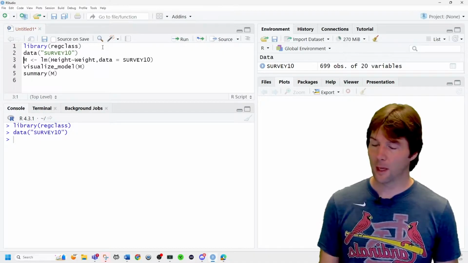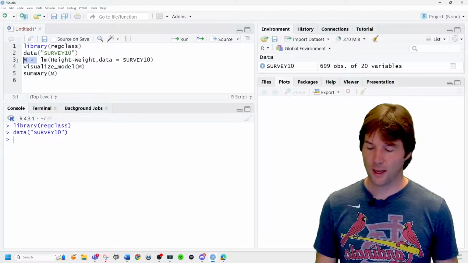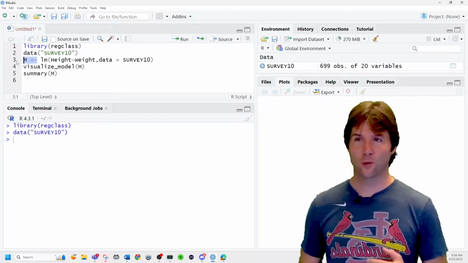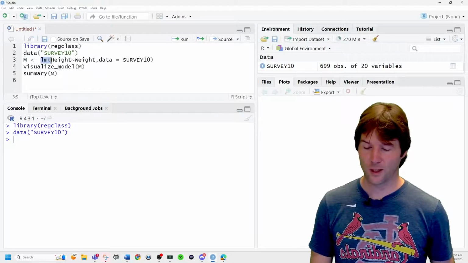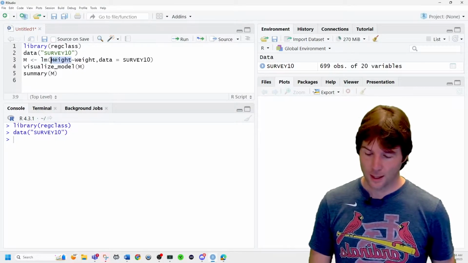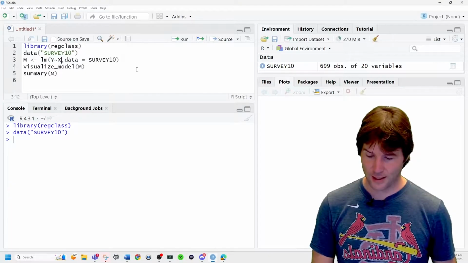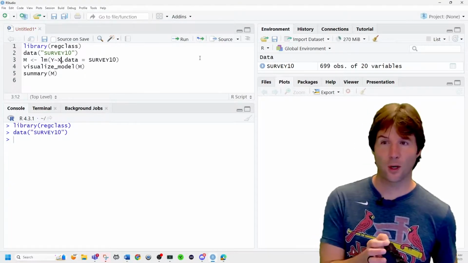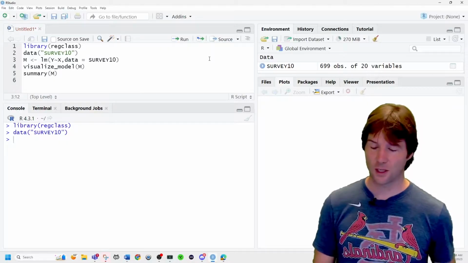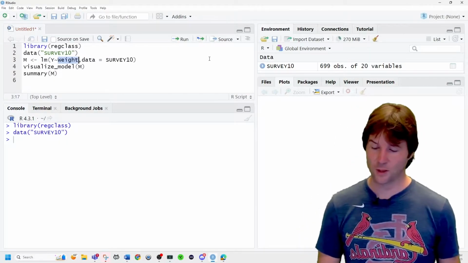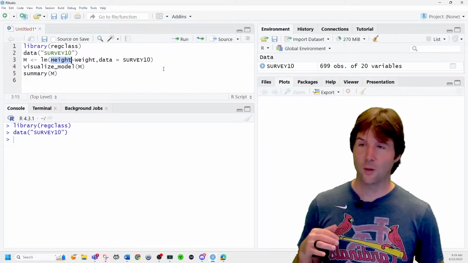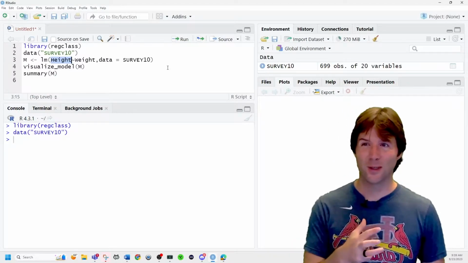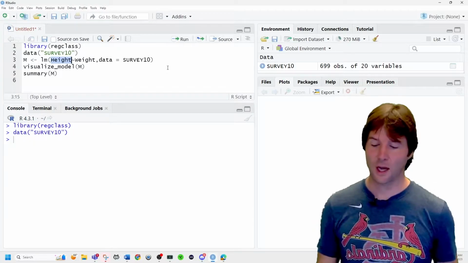Now we need to make the model. So we're storing into M, which is just an object. We're creating this thing right here. We're storing into it a linear model. That's what lm stands for. Next, we have y tilde x, and the tilde is next to the escape or underneath the escape on the far side of your keyboard. So the x variable is going to be weight, and the y variable is going to be height. So we are explaining height using weight to explain it. So the variable of interest is height.